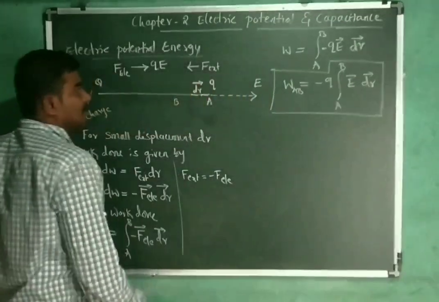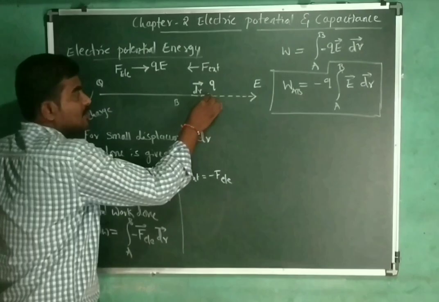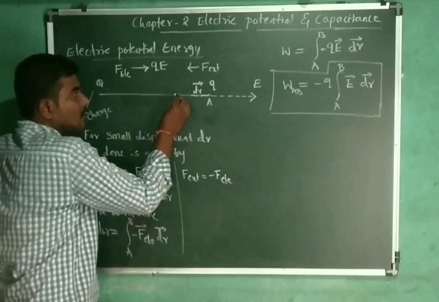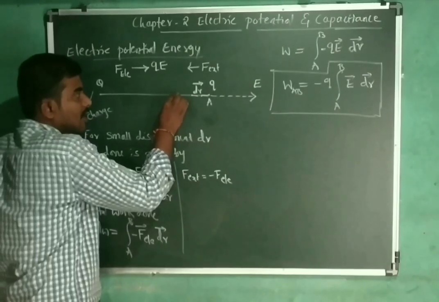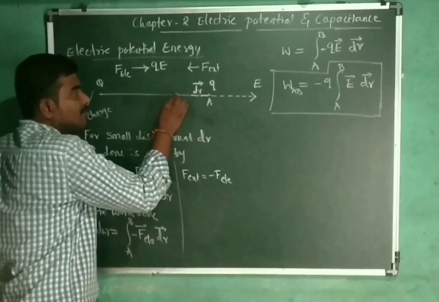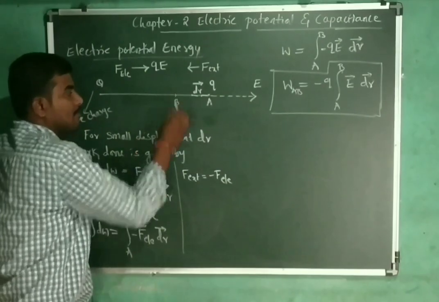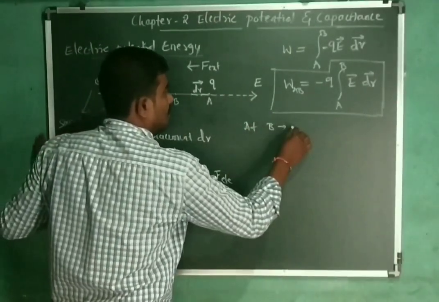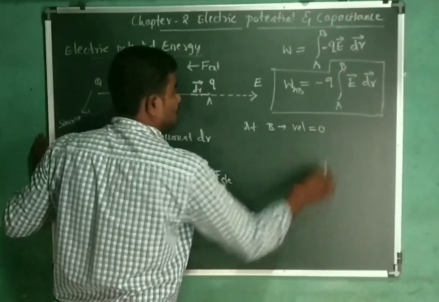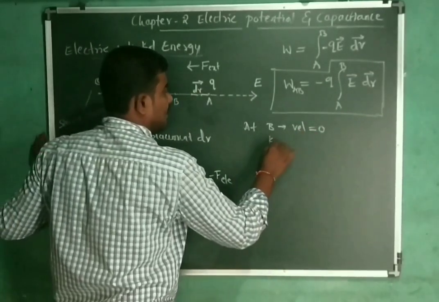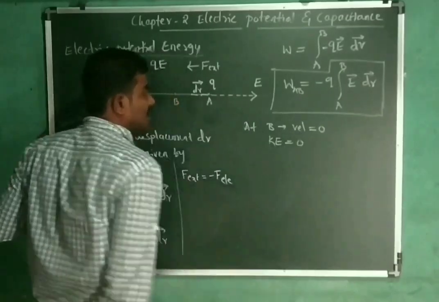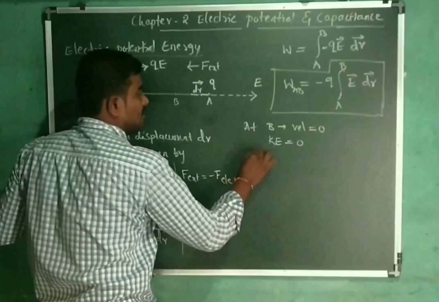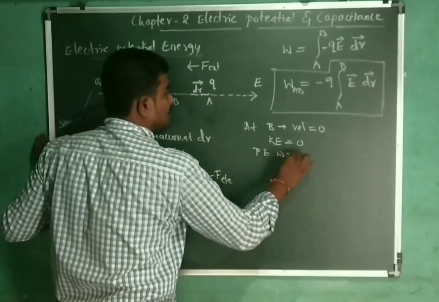Work done in bringing a charge from location A to location B. And remember one point: at location B the velocity of the charge is going to be 0. Since velocity is 0, kinetic energy is going to be 0. Since kinetic energy is 0, from A to B the potential energy was increasing.